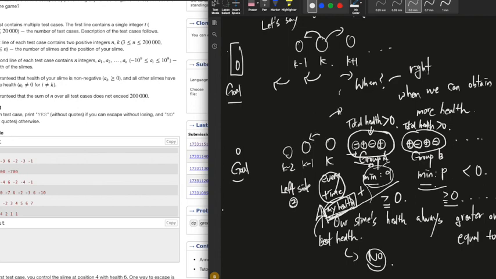Now, the left side is easier because there's no group. I just need to observe the left side one. So if k minus 1 slime's health is h, after I visit k minus 1, the total health will be best health plus h. And I need to rethink about the right side and left side, and it goes on and on. And this is the greedy way to solve this problem.